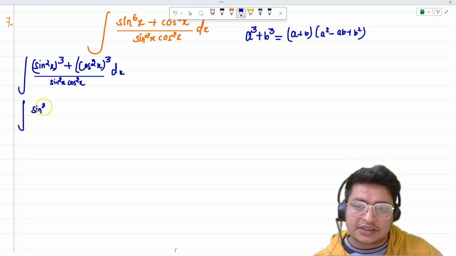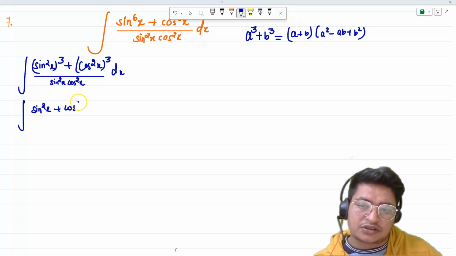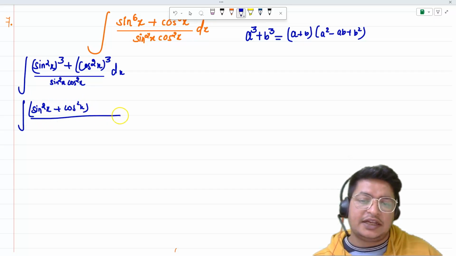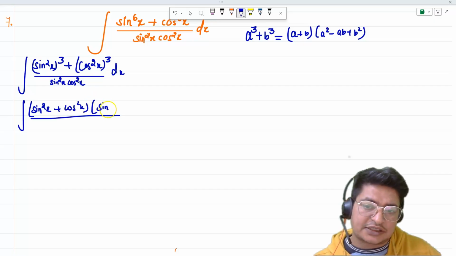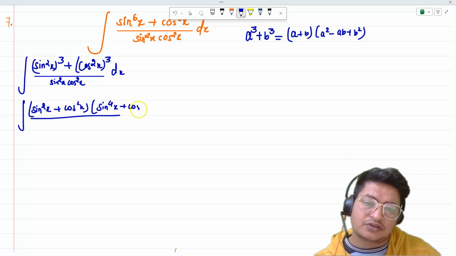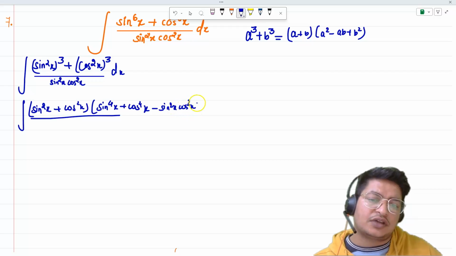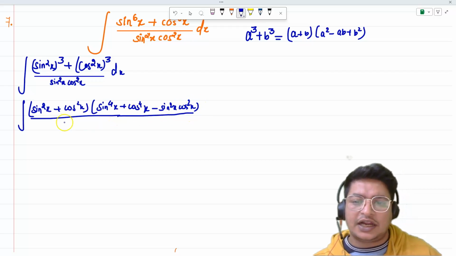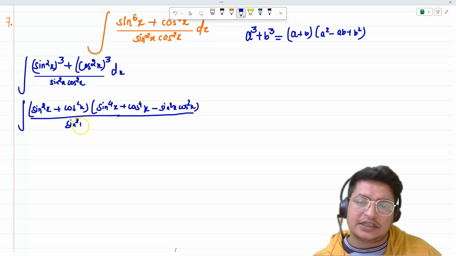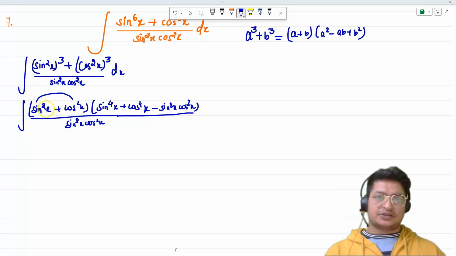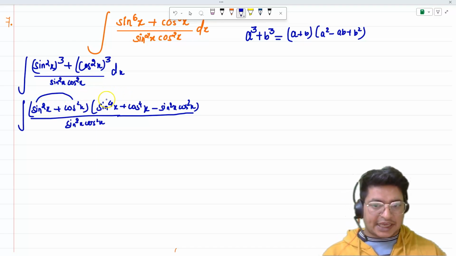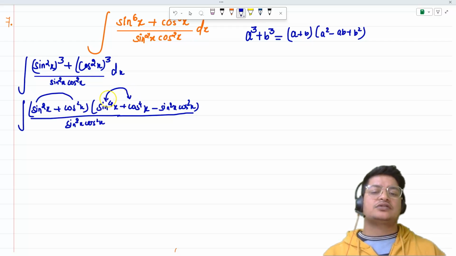We can write it as (sin^2 x + cos^2 x)(sin^4 x + cos^4 x - sin^2 x cos^2 x). We know the value of sin^2 x + cos^2 x is equal to 1. Can we change sin^4 x + cos^4 x in the form of sin^2 x + cos^2 x?